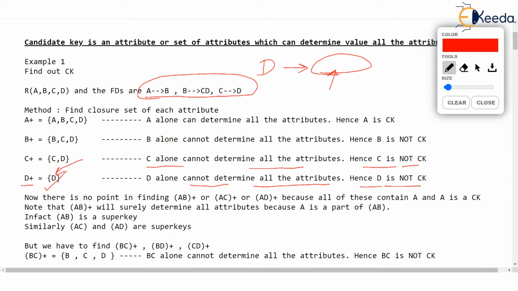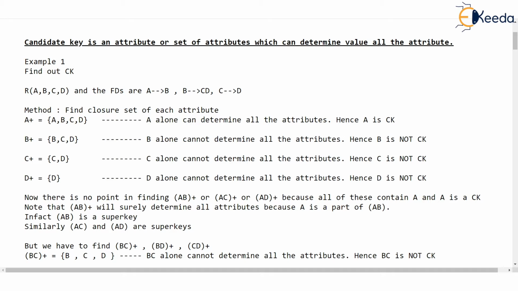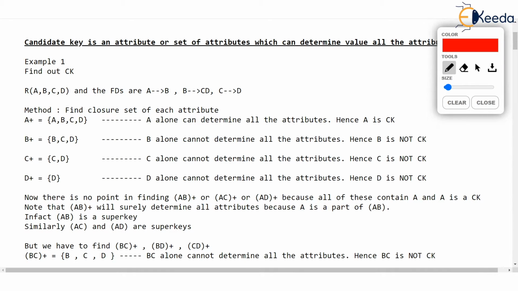All right. Now you might feel, okay, so now out of A, B, C, D, A is the candidate key and the problem is over. No, I said we have to find out all the possible candidate keys. Now the point here is that out of A, B, C, D, we saw A is the candidate key, right? But B was not candidate key, C was not, and D was not.